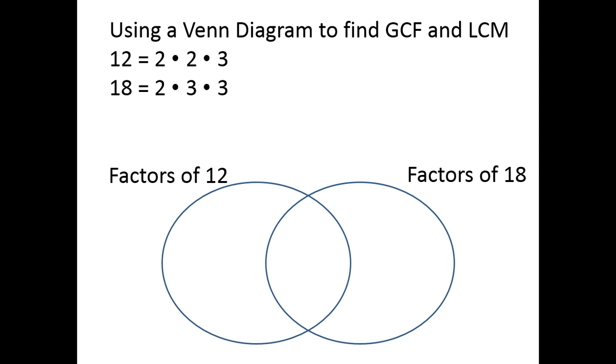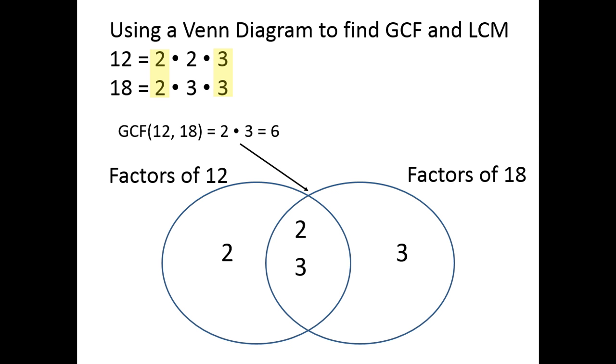Now look to see what factors they have in common. Whatever factors they have in common will go in the intersection of the two sets in our Venn diagram. So this 2 that they have in common would have to go inside the intersection. And the 3 they have in common would also go inside the intersection. But there are other factors that they don't have in common. The 12 has a factor of 2 that the 18 doesn't. So it will go in this part of the Venn diagram. And the 3, that's the factor of 18 that is not shared with the 12, will go in that part of the Venn diagram.